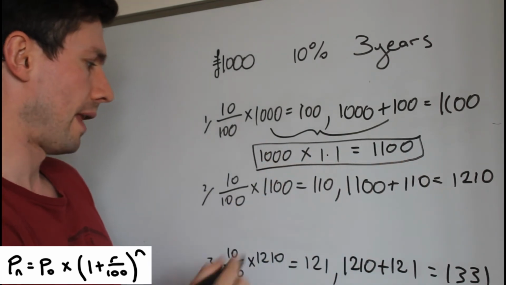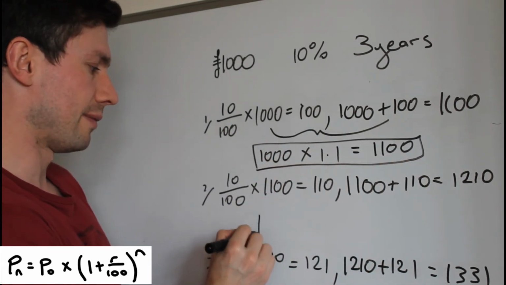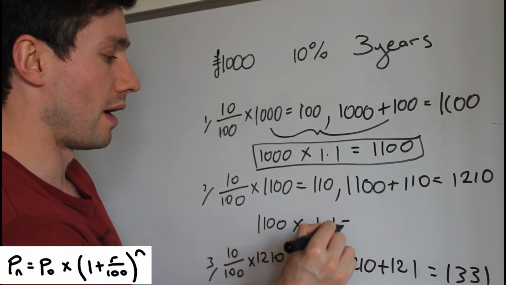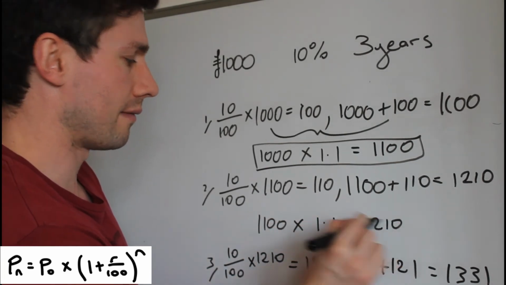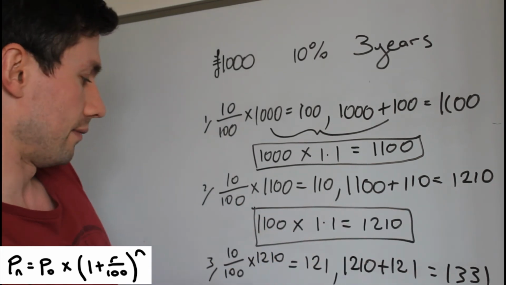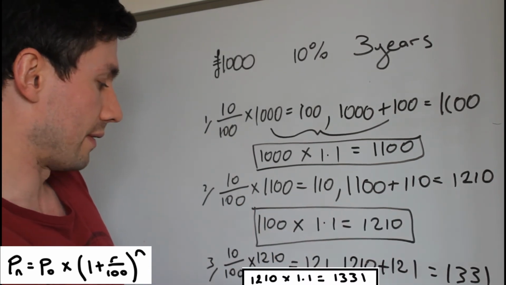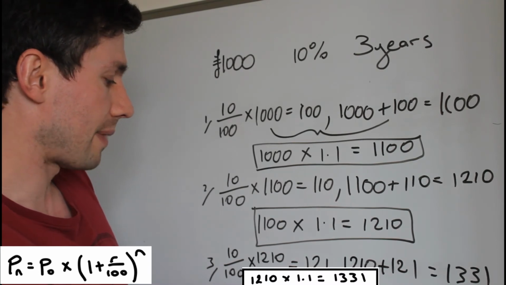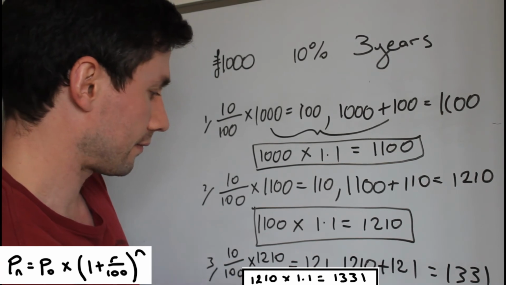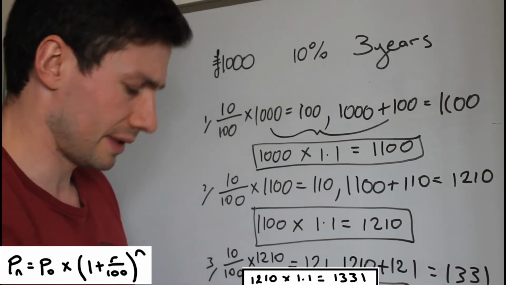Nice and quick. This second year could have been done a similar way, with 1,100 being multiplied by 1.1, giving us 1,210. Again, nice and quick. And the third year would have been done by taking 1,210, timesing it by 1.1, and getting 1,331. Those are our 3 steps.